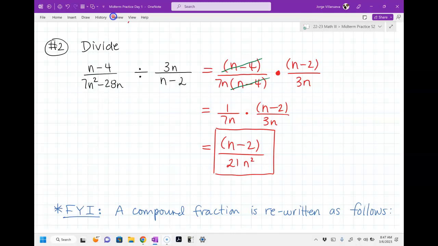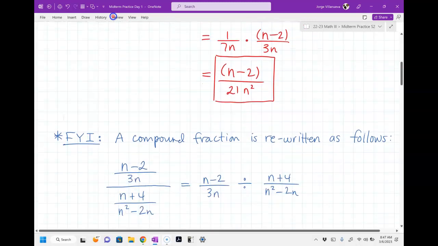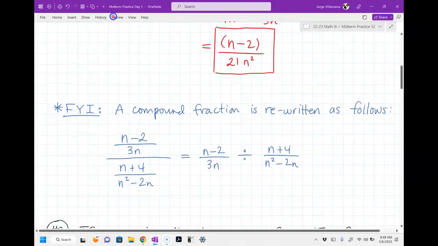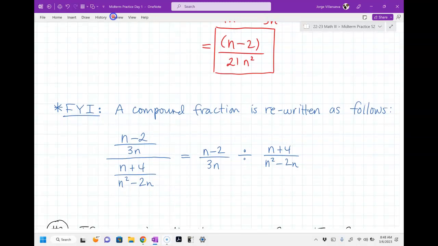Now, after this problem is done, I wrote you a little FYI, okay? I said a compound fraction. So you're probably going to see a compound fraction, or else I wouldn't be talking about it, right? A compound fraction is written like that. So see how it's a fraction divided by a fraction, like a really big fraction, right? You can rewrite it just straight across: n minus 2 over 3n divided by n plus 4 over n squared minus 2n. So you can just rewrite it.